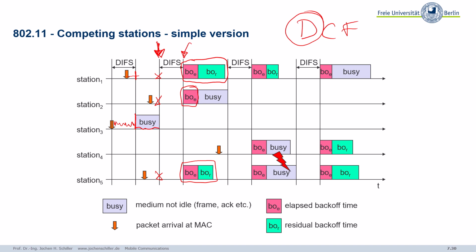The lowest random number was picked by station 2, and this is why after the back-off time elapsed, station 2 is allowed to access the medium. Station 1 and station 5 both detect, oh, the medium is busy, too bad, we are the losers.